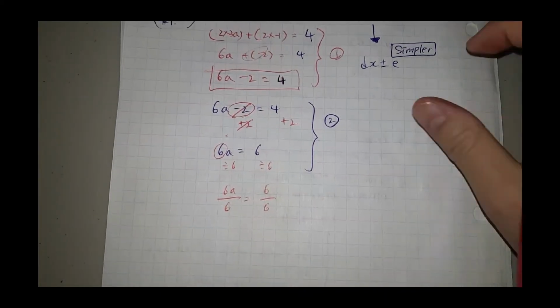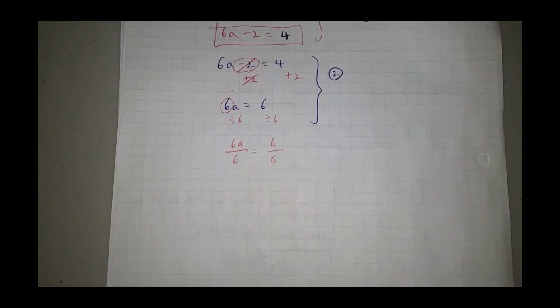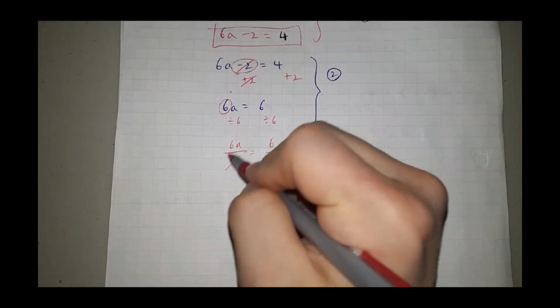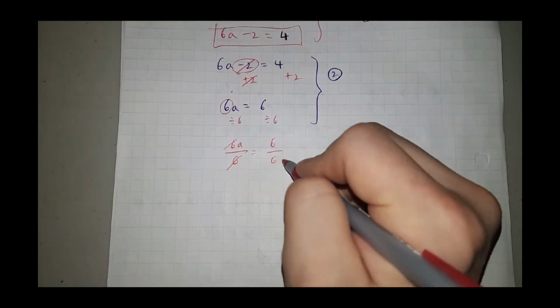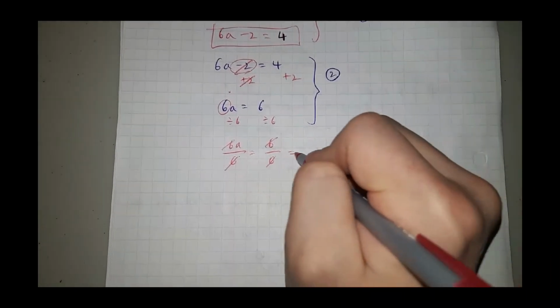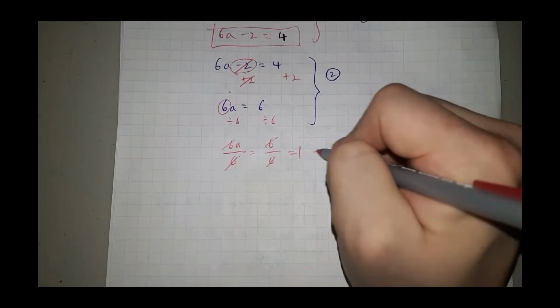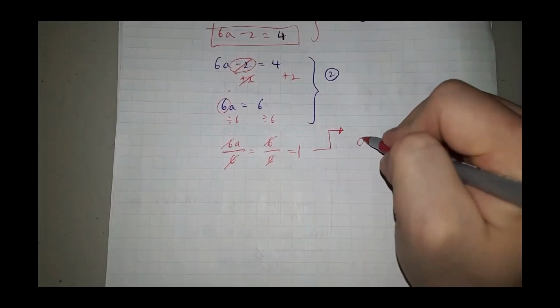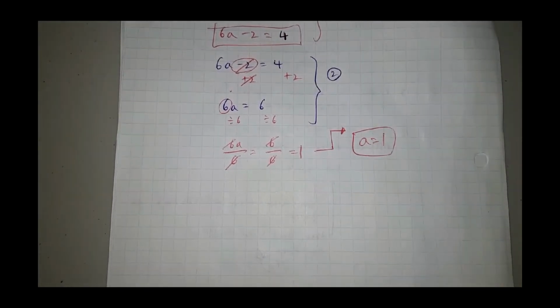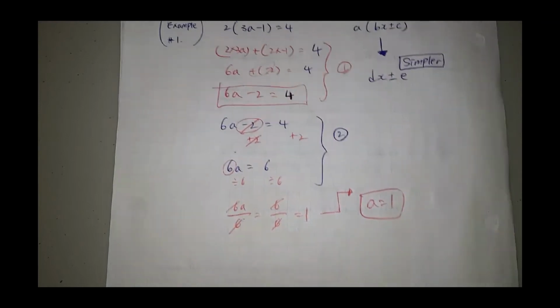In an expression, we put it in fraction format. 6 over 6, they cancel out. And what do you know? On the right side, it becomes 1. So long story short, a is equal to 1. That is how you do the question.